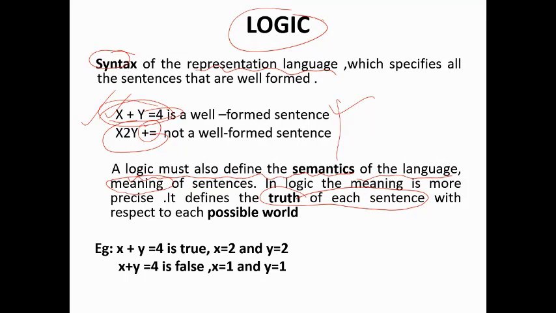And here's an example also. See here. For example, x plus y equal to 4 is true. This means x equal to 2 maybe and y equal to 2 maybe. So if we add x equal to 2 and y equal to 2, then 2 plus 2 will be 4 in this one. So it will be true. But let's say the value of x is 1 and y is equal to 1. Then it will be 1 plus 1 equal to 4, which is not possible. So it will be false in this case. So all the logical sentences can be true or false. The meaning is like this.